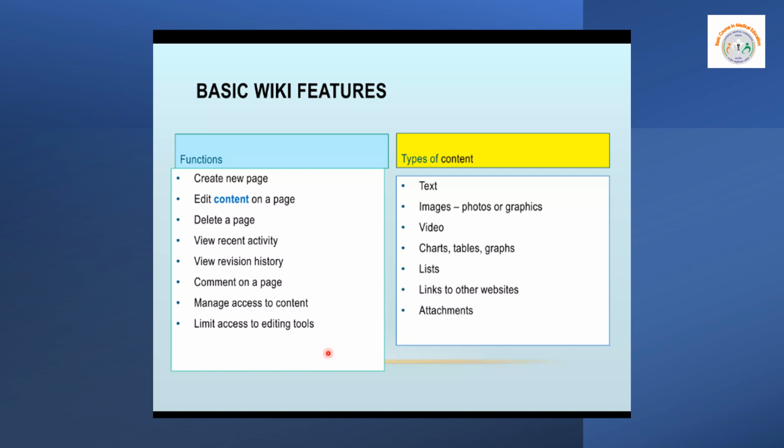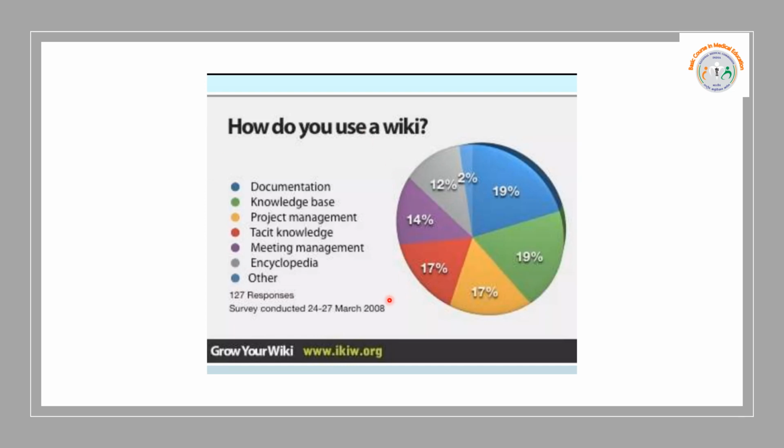When I was asked when the meeting between Einstein and Rabindranath Tagore took place, I took the help of wiki, and it clearly mentioned the year and the date. So we are also very aware of these uses of wiki. And how to use it? By documentation, knowledge base, project management, then meeting management, and encyclopedia, and all others. These are the ways to use wiki.